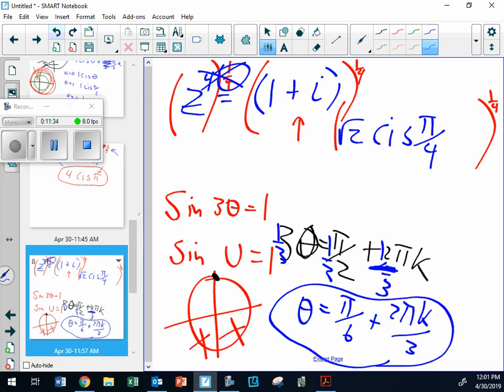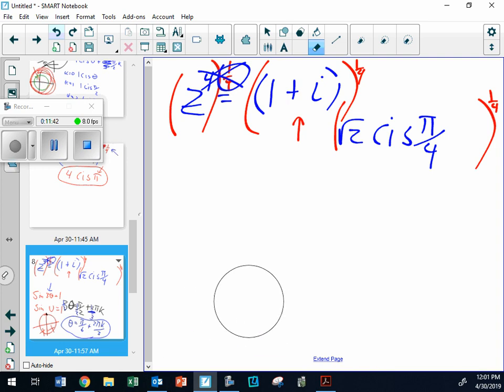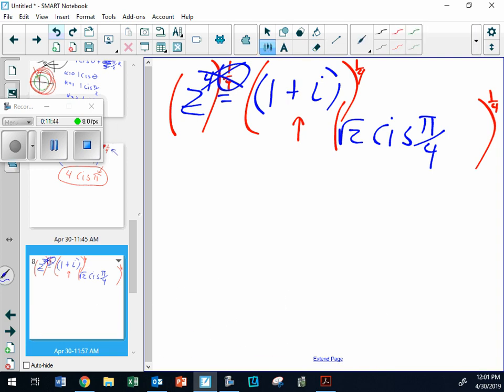Okay, so this problem doesn't have cis involved at all, but it uses that same process that we used before. Let's see if you can do it. Take a wild guess what I'm going to put right there. Plus 2 pi k. 2 pi k. I forgot the pi.